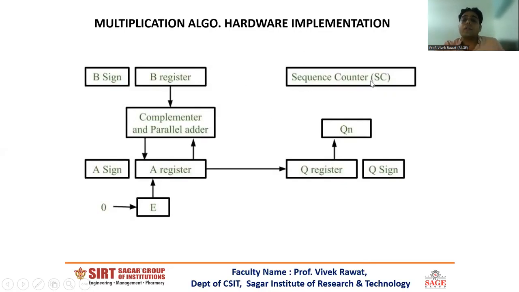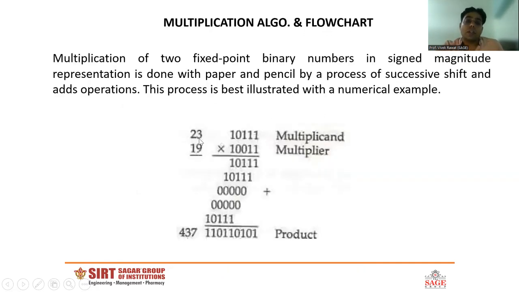Now, here is the sequence counter. Sequence counter means it is a sequence of multiplication of digit numbers. Suppose 23, if we convert 23 into digits, it gives us the 5 digits 1 0 1 1 1, and 19 gives 1 0 0 1 1. So in this example, you can see we multiply this 1 into the whole 1 0 1 1 1. So we got the answer 1 0 1 1 1 with the help of this 1.